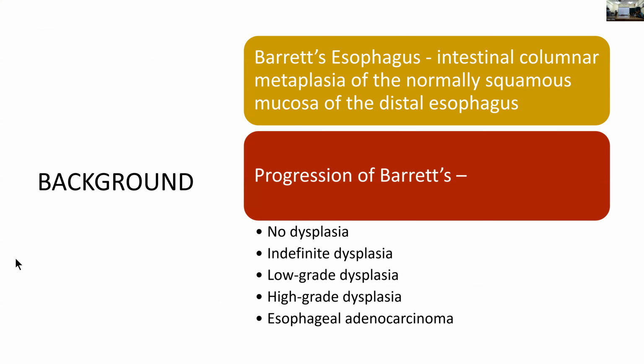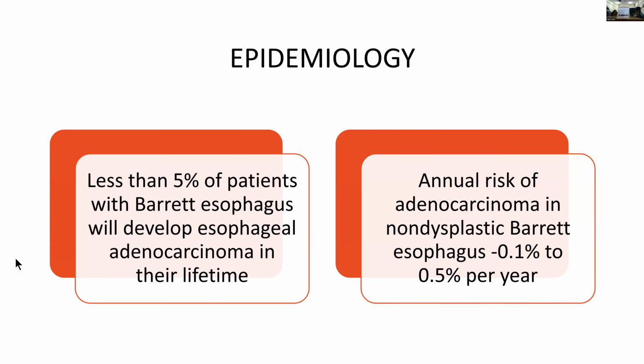So the background of the study is that Barrett's esophagus is a pre-malignant condition where there is intestinal columnar metaplasia of the normally squamous mucosa of the distal esophagus. In Barrett's esophagus, there is only columnar metaplasia. That may eventually progress to dysplasia, which may be indefinite, low grade, or high grade, and high grade dysplasia may eventually progress to esophageal adenocarcinoma. So that is the usual progression. However, it is not a very high-risk pre-malignant condition. Overall, in their lifetime, less than 5% of patients with Barrett's will actually develop esophageal adenocarcinoma, and the annual risk of progression is only 0.1 to 0.5%.